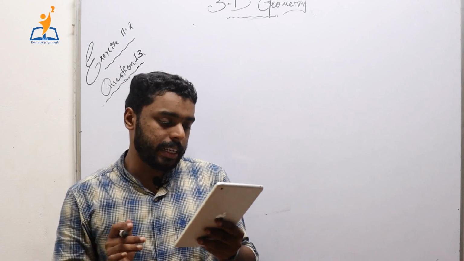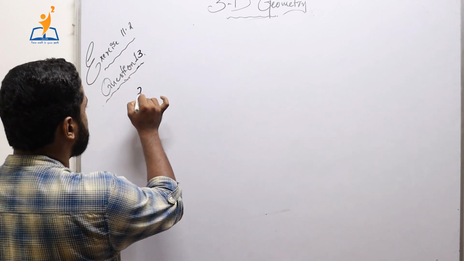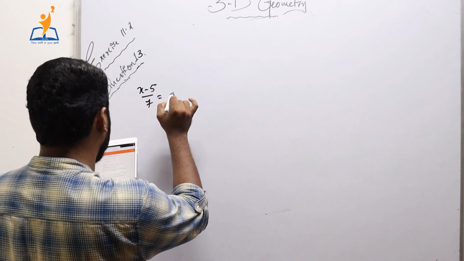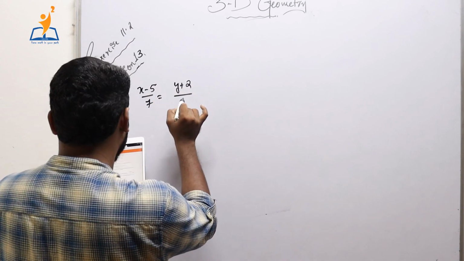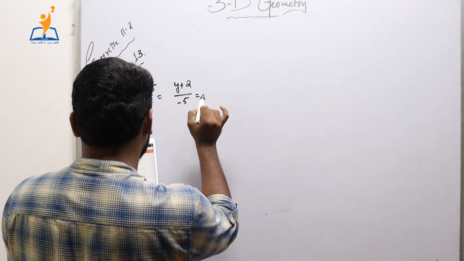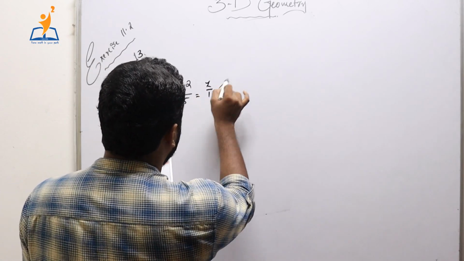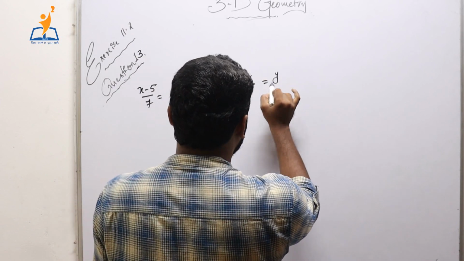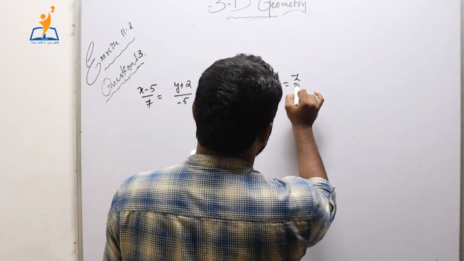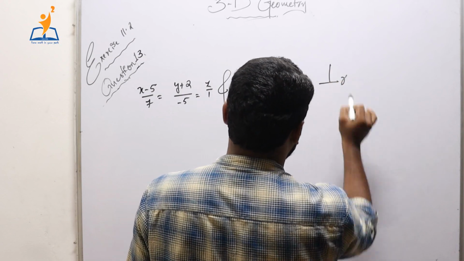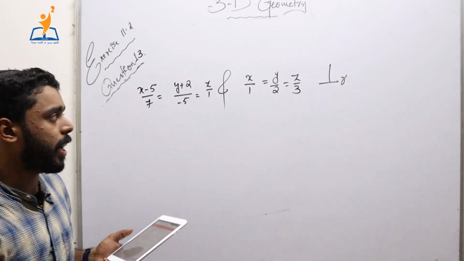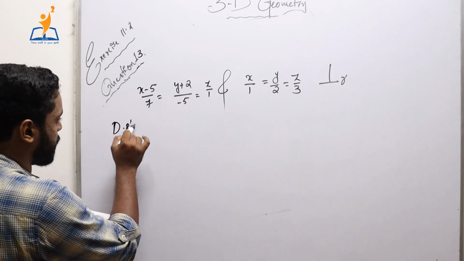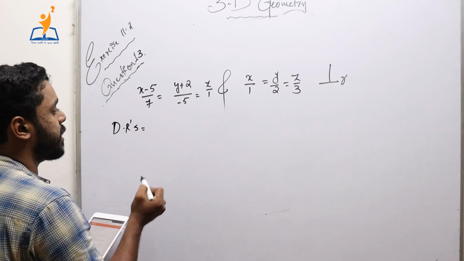Now question number 30 is: show that the lines (x minus 5) divided by 7 is equal to (y plus 2) divided by minus 5 is equal to z by 1, and x by 1 equal to y by 2 is equal to z by 3 are mutually perpendicular. So we have to show that these two lines are perpendicular. This is a very simple problem, just like the previous problems.